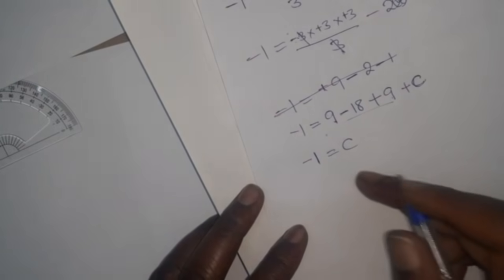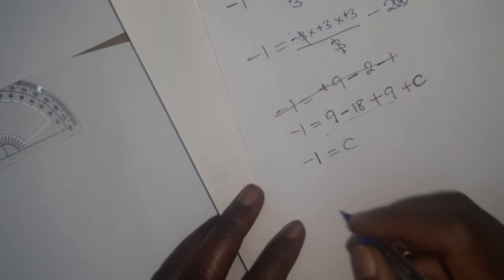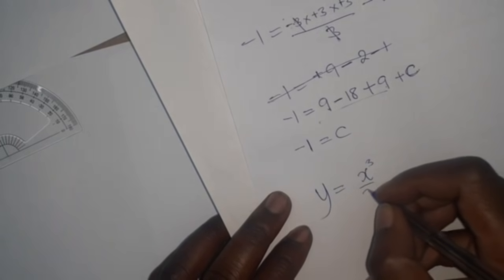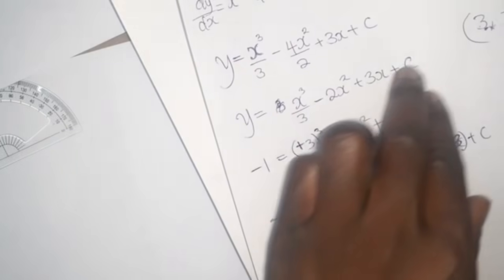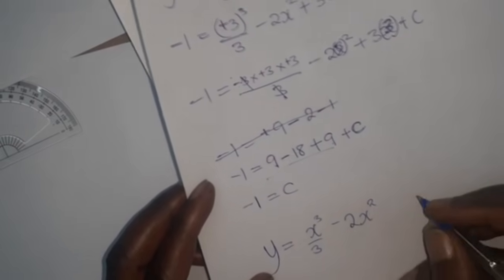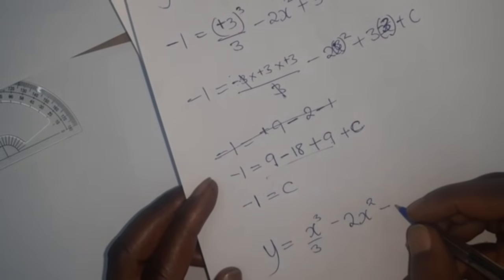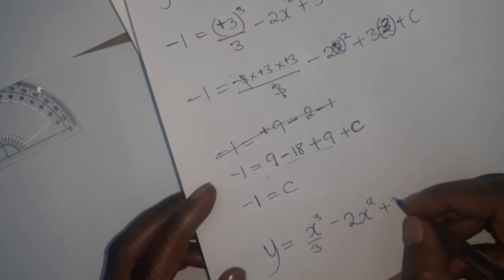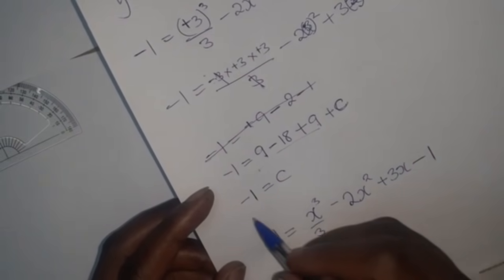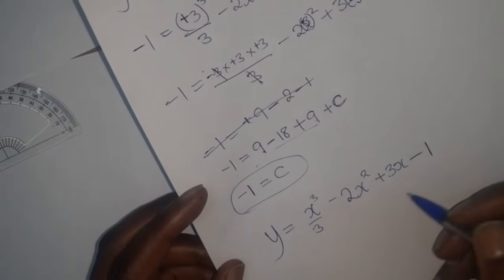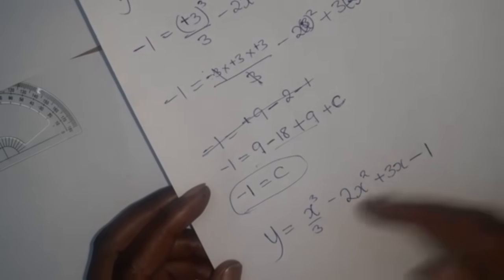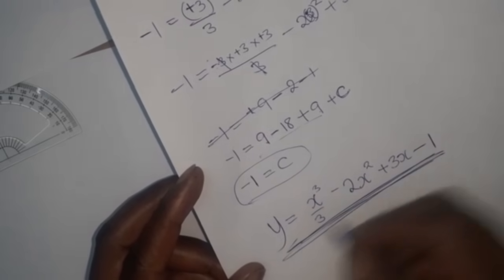We're going to have this case. So when we go back to the original equation, we're going to have y equals what? 3 over 3, I'm talking about this one where there is a c here, minus 2x squared, plus 3x, then minus 1, because our c is minus 1. So this is what we're going to have, and this will be the equation that we wanted.